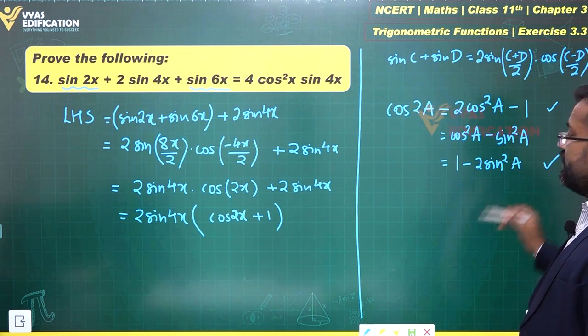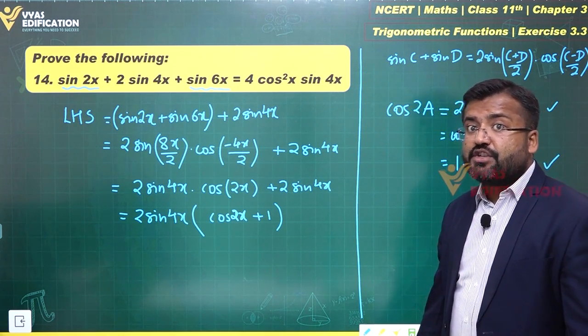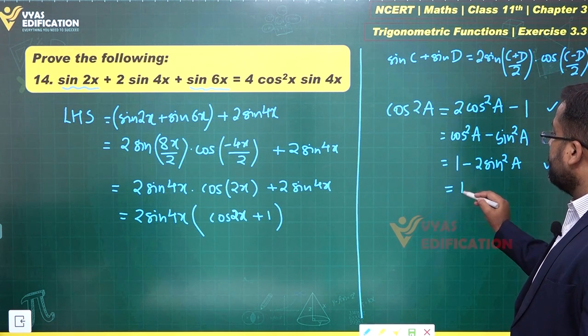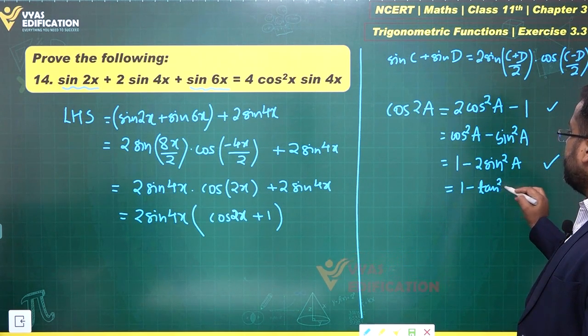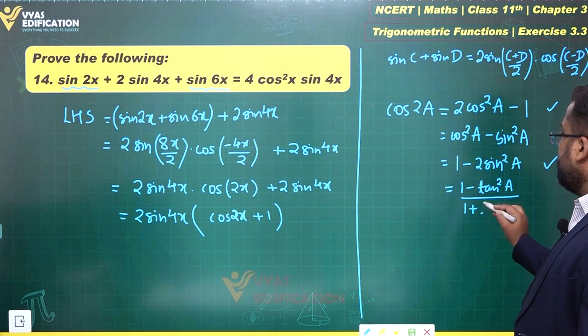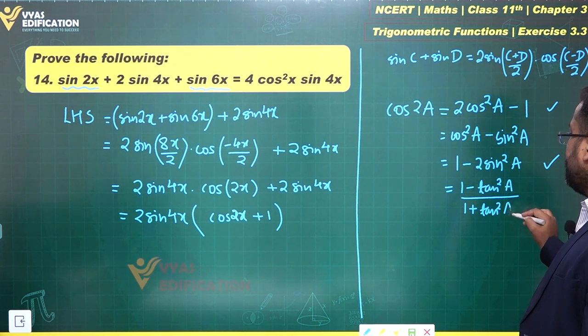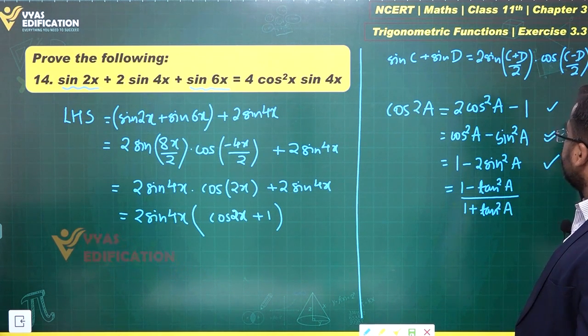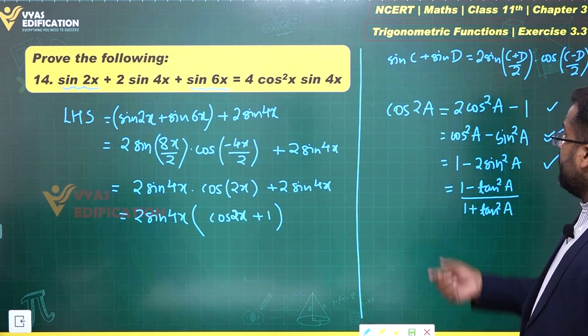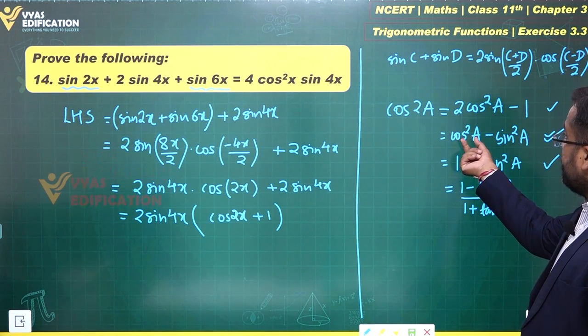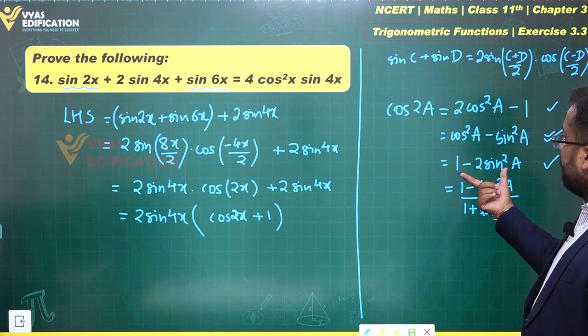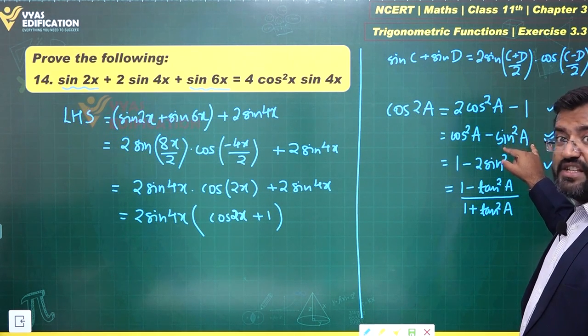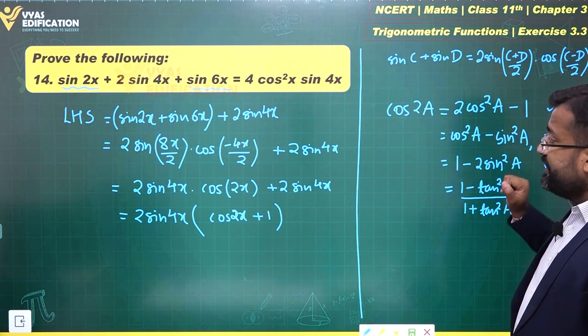This is another version. Do you remember another version other than this? Yes, there's one more version. What is that? 1 minus tan square a over 1 plus tan square a. All of these can be derived from this one over here. You can write cos square a as 1 minus sine square a. This will be converted to this form. You can write sine square a as 1 minus cos square a. This can be converted in this form.